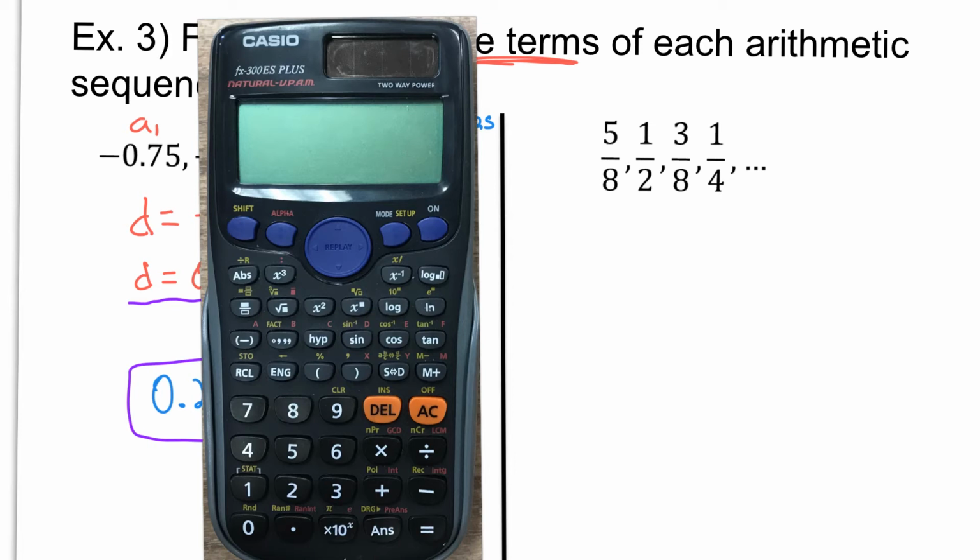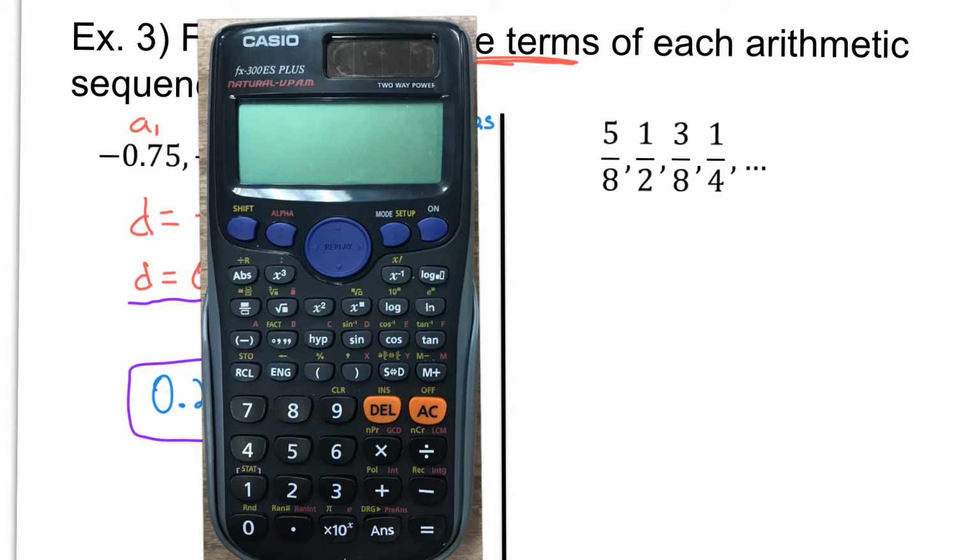The Casio calculator has a button for fractions, which is on the top of the negative. So here's the fraction button. You guys have a fraction with the empty box and a white box on the top. So when you guys want to make a fraction, you press on this button, and then you just have to fill in the top and the bottom. So we have 5/8, 1/2, 3/8, and 1/4.